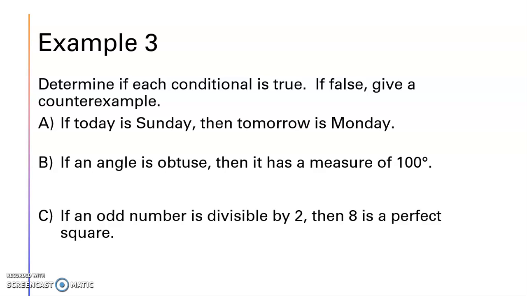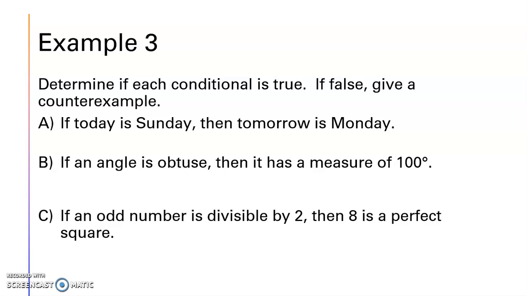In part B, it says, if an angle is obtuse, then it has a measure of 100 degrees. So see if we could have obtuse angles, and if we can, then do they have to be 100? Okay, so if that's true, you can just write true. If it's false, you can write down a counterexample.